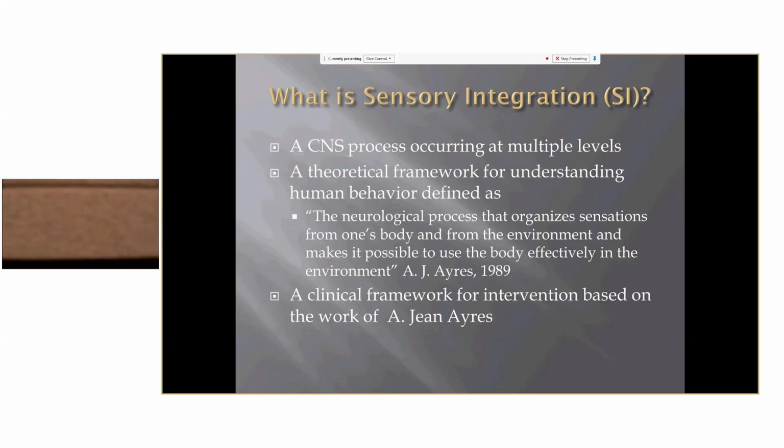So what is sensory integration? It's a central nervous system process, and then Jean Ayres described it as the neurological process that organizes sensations from one's body and from the environment and makes it possible to use the body effectively in the environment. So everything that we do in our daily lives, we're taking in sensory information, and we're using that and integrating those senses to feel organized and be able to perform at our best. So even something as simple as today, where there's not much going on around me, but having people's eyes on me, I'm having to take in this information and be able to perform and organize my thoughts to perform at my best for you guys.